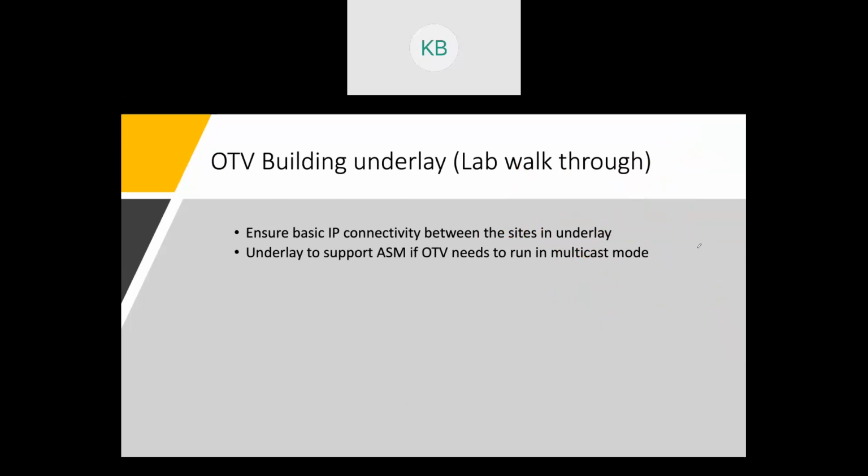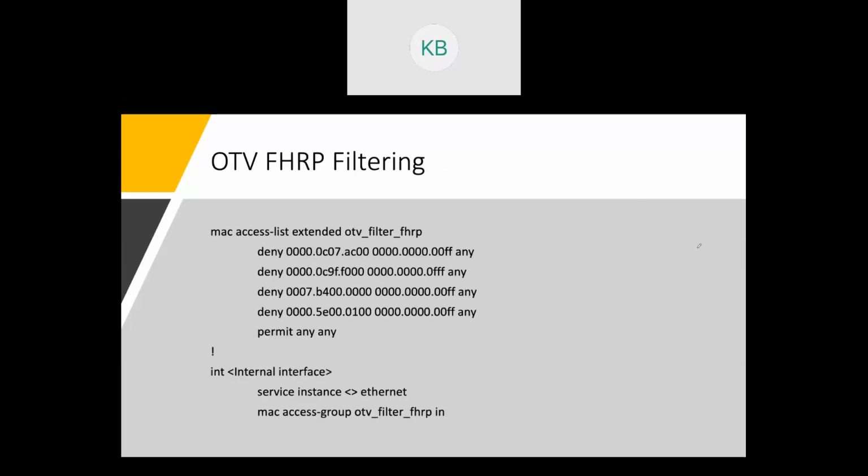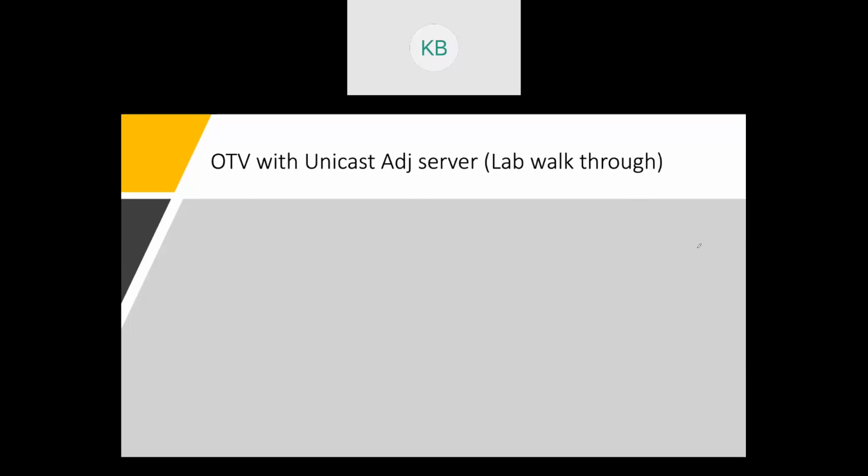So that's pretty much it for this session today. In the next session, we're going to talk about OTV building the underlay. Then we will look into OTV multicast configuration. We will look at OTV unicast configuration, which is the most popular. After that, we will take a look at FHRP filtering as well. And then, of course, we will take a look at some troubleshooting tips.